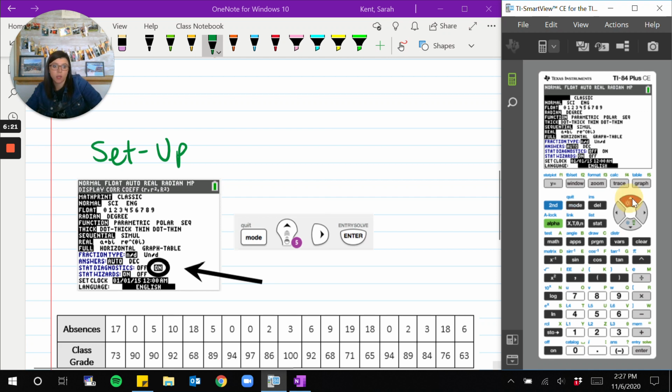So I'll press 1, 2, 3, 4, 5. And you can see it should be next to Stat Diagnostic. If I look at my screen, it says Stat Diagnostic. Right now it's off. So I want to go over and press Enter to where it says On. If this is not on, you will not get your answer.